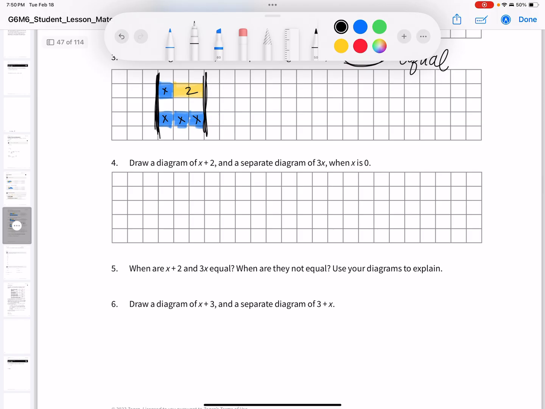So draw a diagram of x plus 2. Well, x is 0, so I wouldn't have anything for x. I would just have a 2 like that. And then for 3x, well, 3 times 0 is 0, so I wouldn't have a diagram. So again, these are not equal.